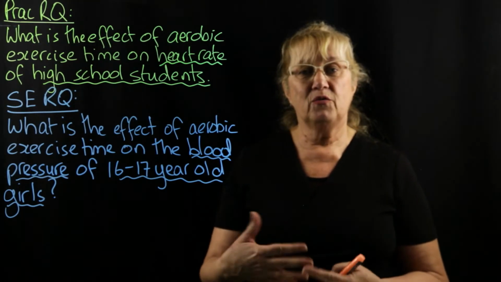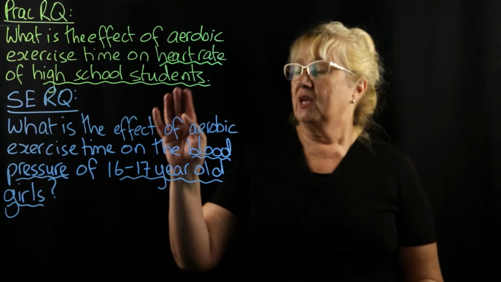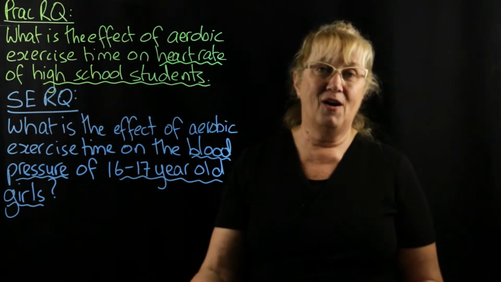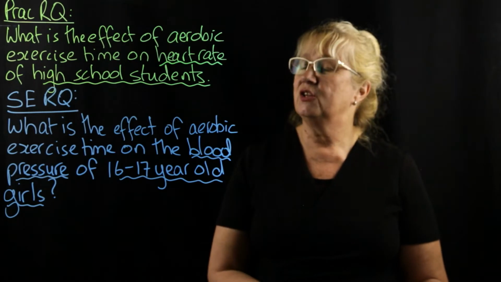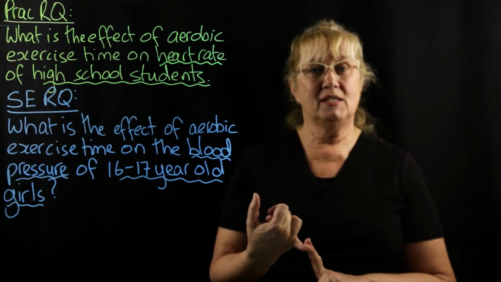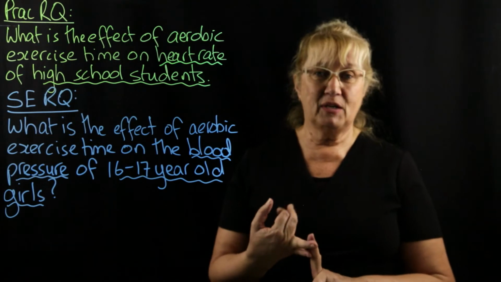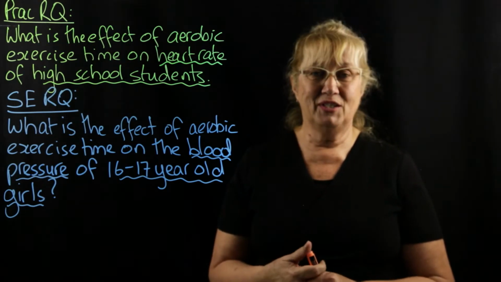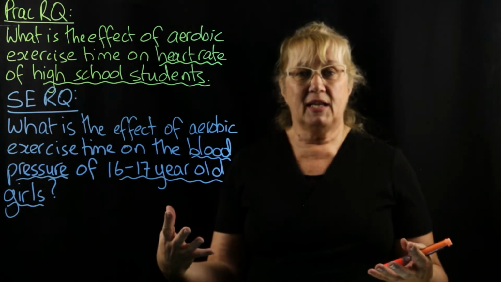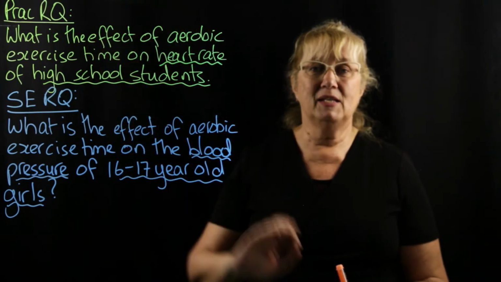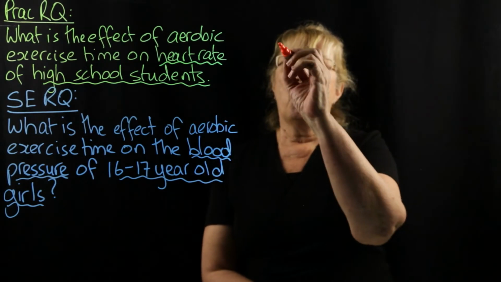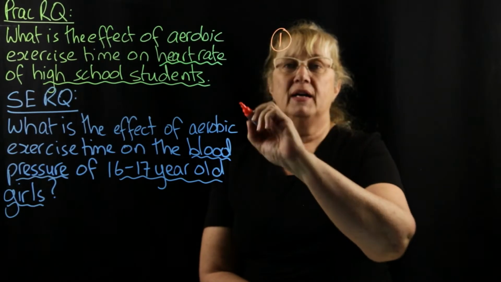So the first aspect I'm going to focus on when I write my rationale is heart rate to blood pressure. I've already learned about heart rate in the class prac. So I already know that as the time doing aerobic exercise increases, the heart rate will go up, and that this is because there's an increased demand for oxygen by the muscles that are working. I don't need to repeat that information. I don't need to explain that aspect. I only need to explain the decisions to change. So one of my paragraphs could be about the blood pressure.